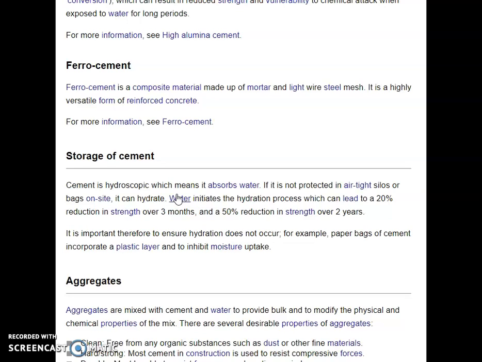You have to check the date of manufacturing on the cement bag, because it's very important that it is consumed within the time prescribed by the manufacturer. If it is not protected in airtight silos or bags on site, it can hydrate. Water initiates the hydration process, and it can lead to a 20% reduction in strength over 3 months and a 50% reduction in strength over 2 years. It is important therefore to ensure hydration does not occur.